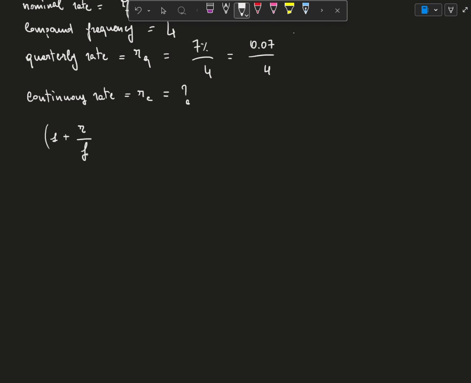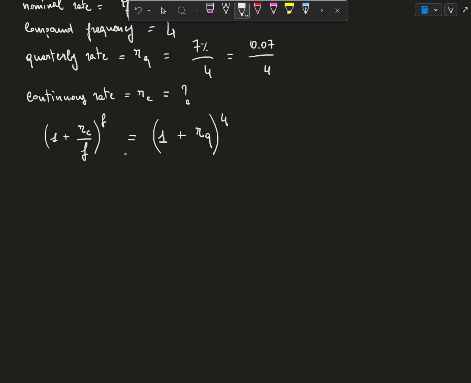This is our unknown. The formula we already know is 1 plus R over F, to the power of F. And we want to set it equal to 1 plus RQ to the power of 4.